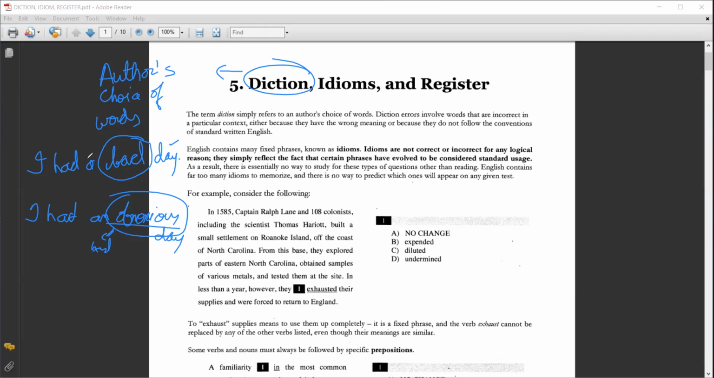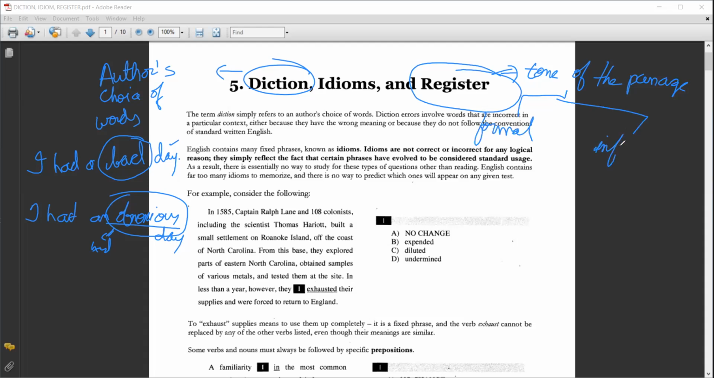Now, why is it important for us? It is important because of something called register, and because we believe in parallel structure. Parallel structure basically means maintaining consistency. To maintain this consistency, diction and register need to be in sync with each other. Are you getting my point? Register is basically the tone of the passage, and like I've explained before, it is of two types: formal tone and informal tone.